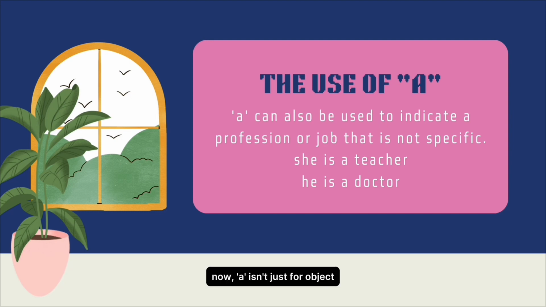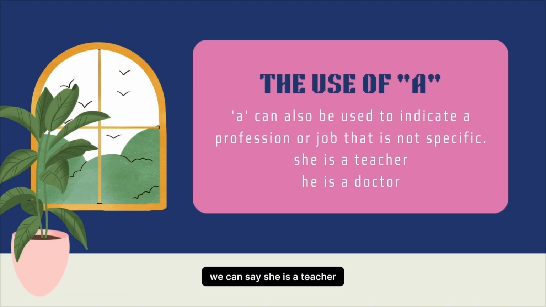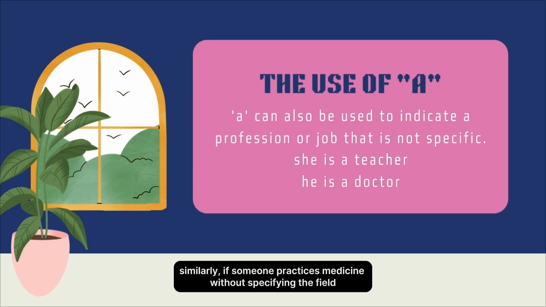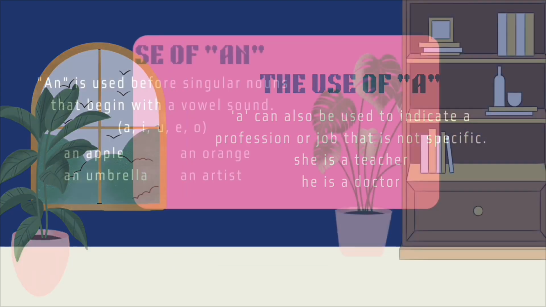Now, a isn't just for objects. We also use it for jobs or professions. For instance, if someone works in education but we're not sure which type, we can say she is a teacher. Similarly, if someone practices medicine without specifying the field, we can say he is a doctor.